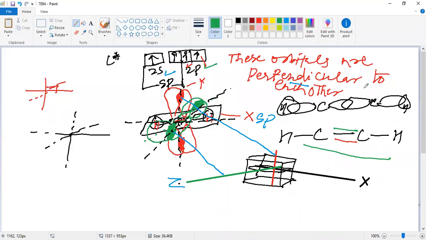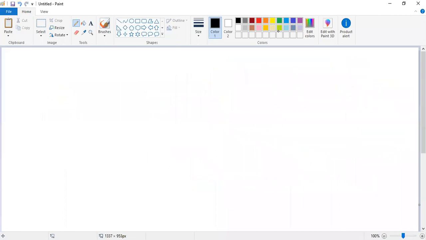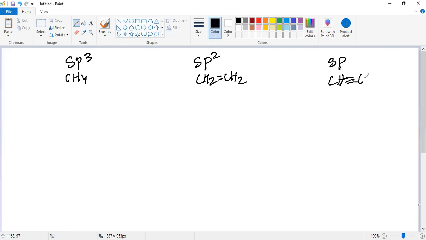So you can understand the various types of hybridization now, my dear students, that we have various types of hybridization, like we have sp3 hybridization, we have sp2 hybridization, we have sp hybridization. We have seen that methane has got sp3 hybridization, CH2 double bond CH2 has got sp2 hybridization, and CH triple bond CH has got sp hybridization.